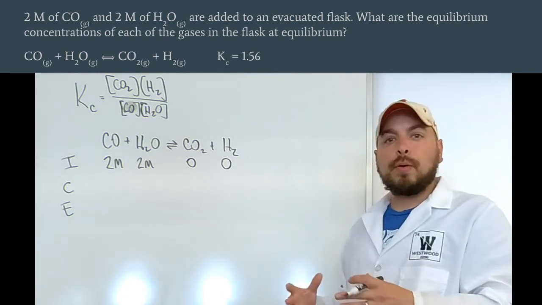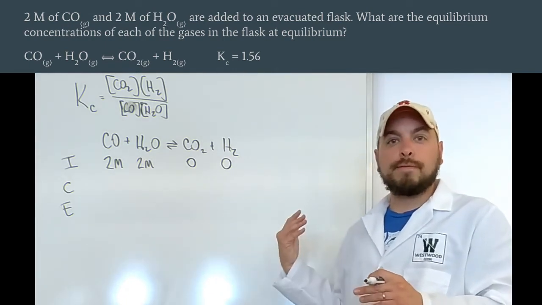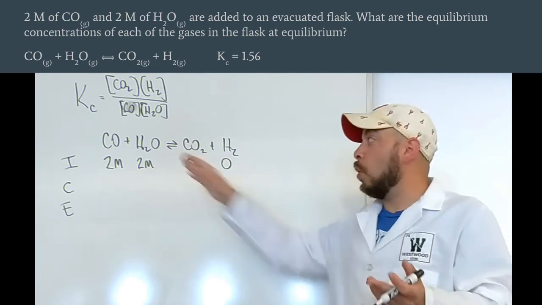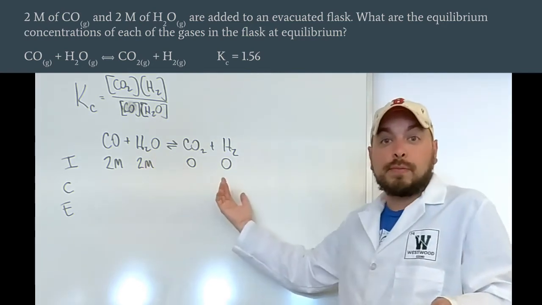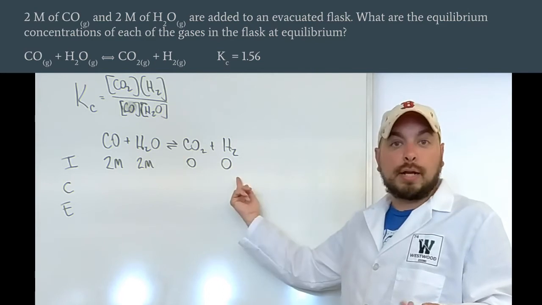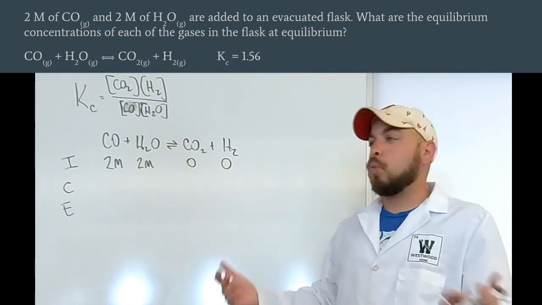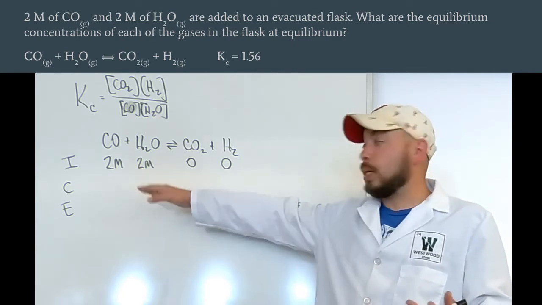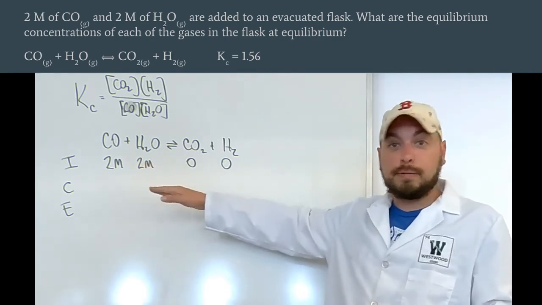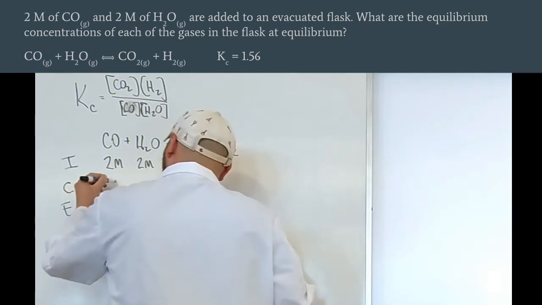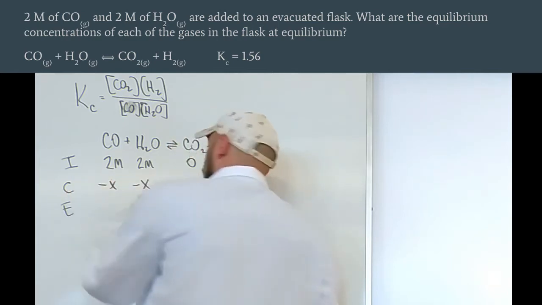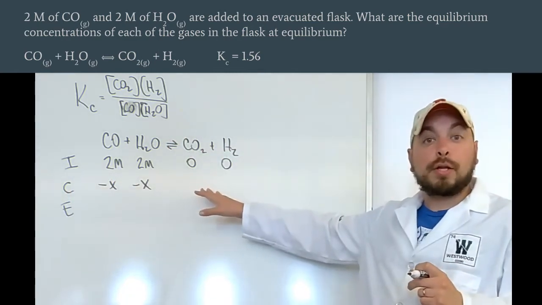Right off the bat, we know that the reaction has to progress in the forward direction, and the reason is because we only have reactants. We don't have any products. So the carbon monoxide and water can't collide to react if they don't exist yet. So we know that the change of my reactants is going to be minus X, and the change of my products is going to be plus X.